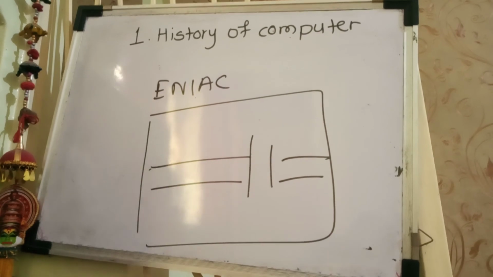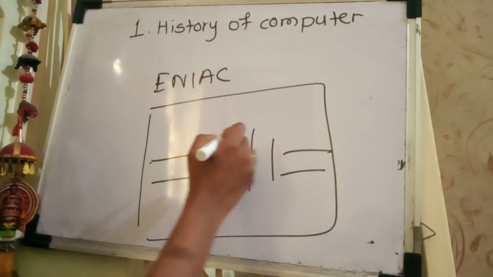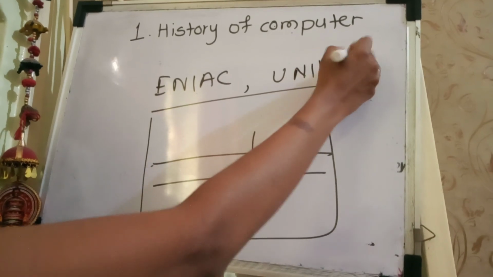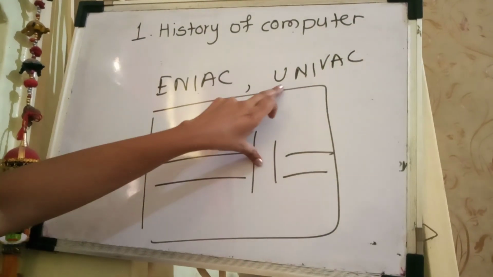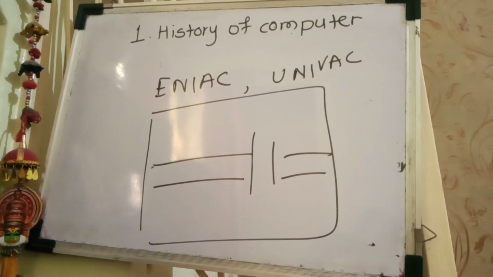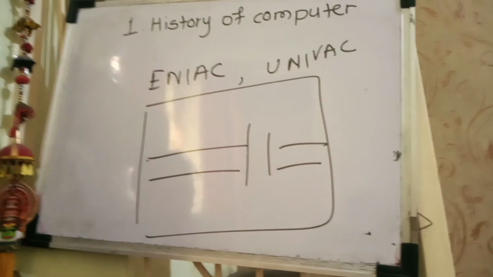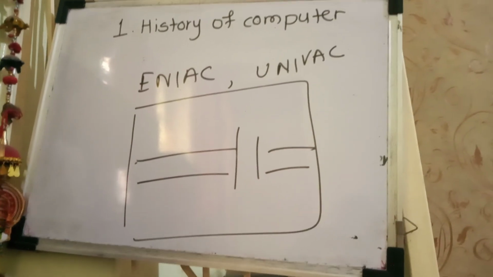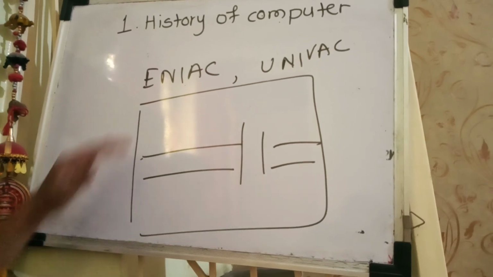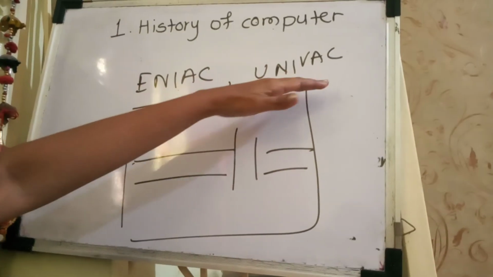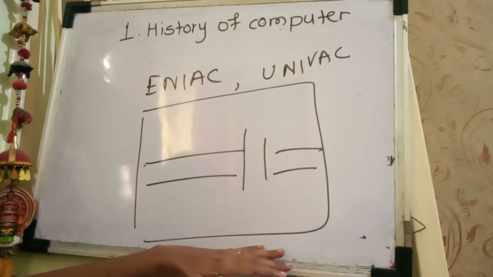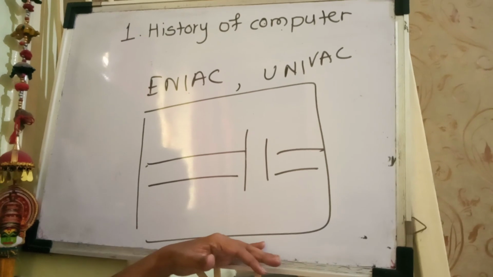Then after ENIAC, UNIVAC. We call it UNIVAC, the Universal Automatic Computer, which was the first commercially available computer. It was developed by J. Presper Eckert and John Mauchly in 1951. After ENIAC and UNIVAC, so many inventions happened, and now we are using our modern computer.